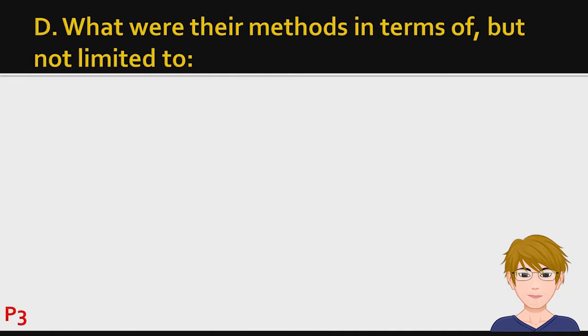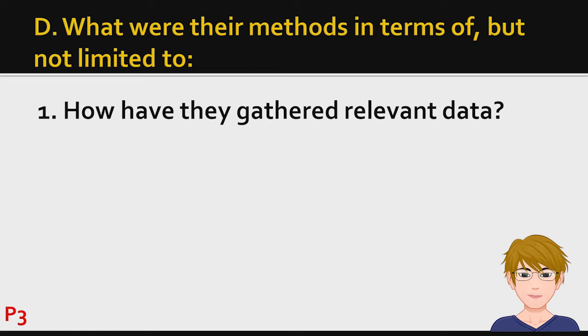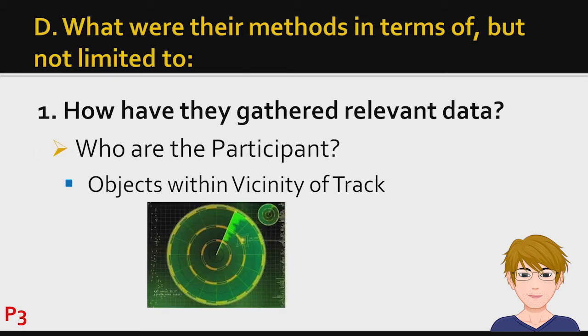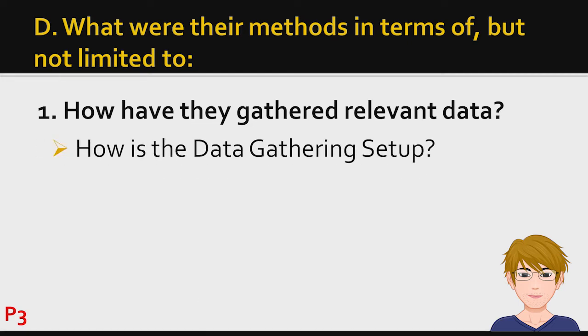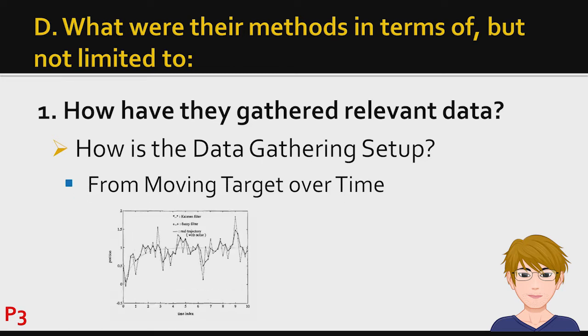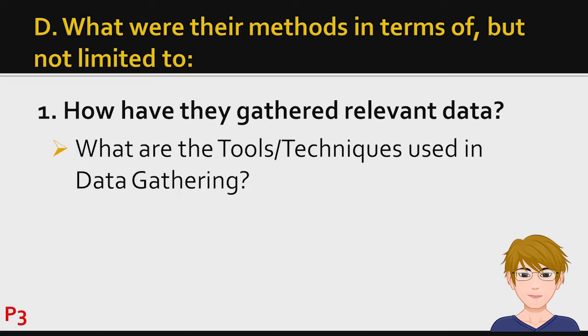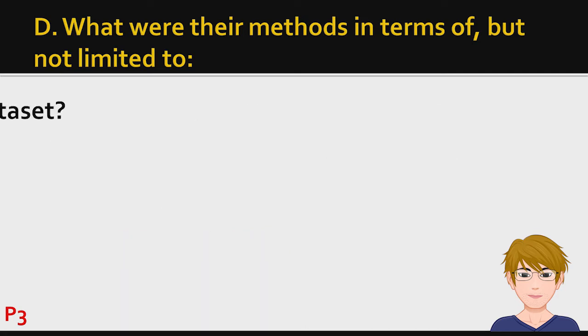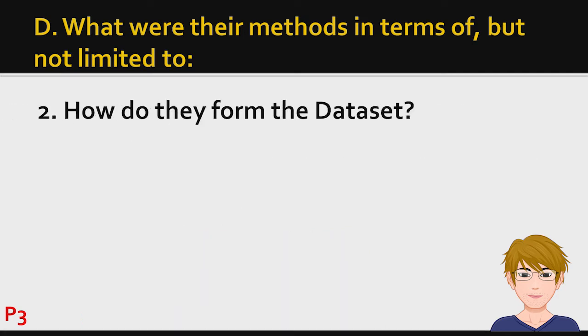Letter D, what were their methods in terms of, but not limited to, how have they gathered the relevant data? Who are the participants? The participants are the objects within the vicinity of the track, or the map. How is the data gathering set up? From a moving target over time. What are the tools or techniques used in the data gathering? Number 1 is simulation. Number 2, how did they form the data set?